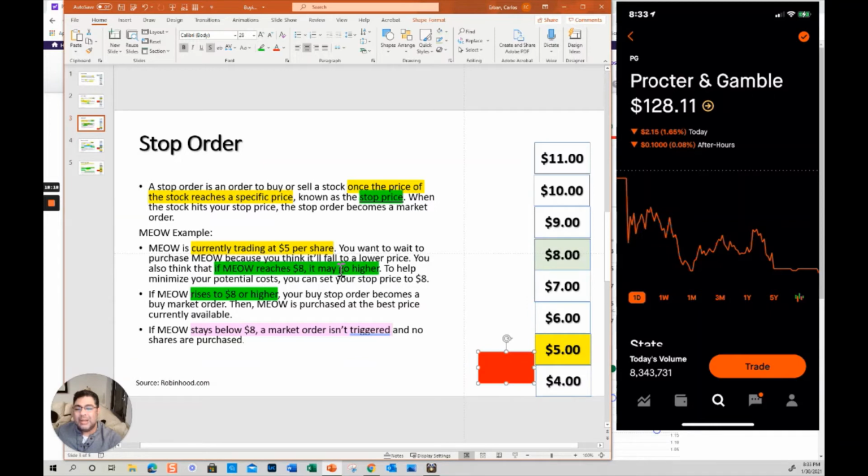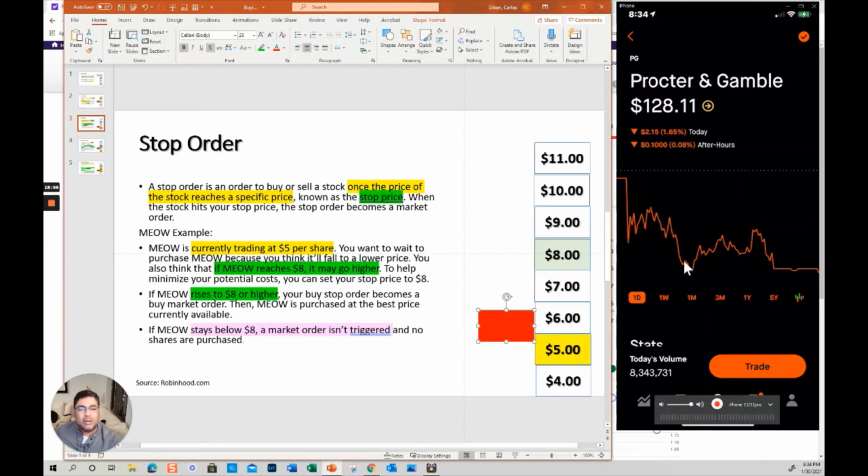But if it reaches $8, that's your stop price. Now, why is it $8 and not 6 or 7? Because you think it will fall lower, but if it reaches $8, then in your mind there is a trend that says, look, if it reaches $8, it starts going up. Let's assume it just keeps going up. Anyway, this is where you want to buy.